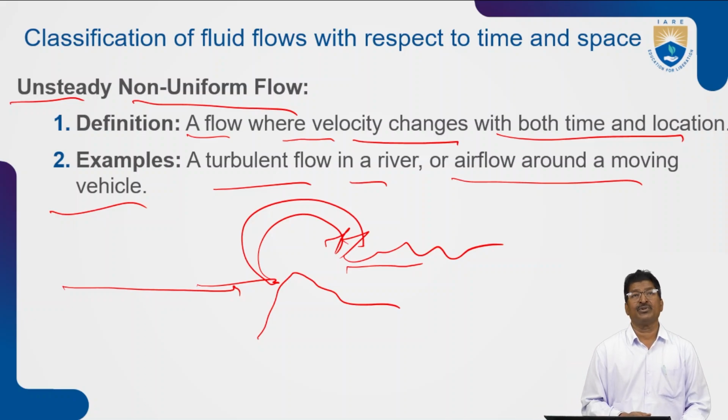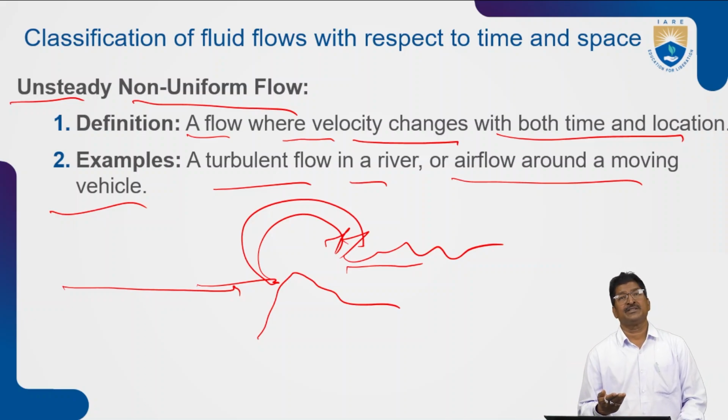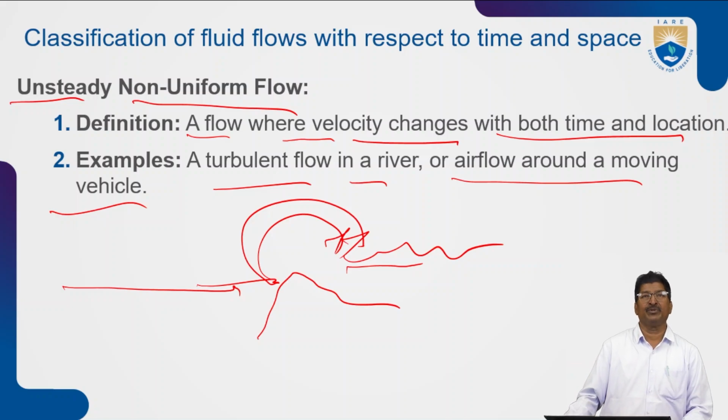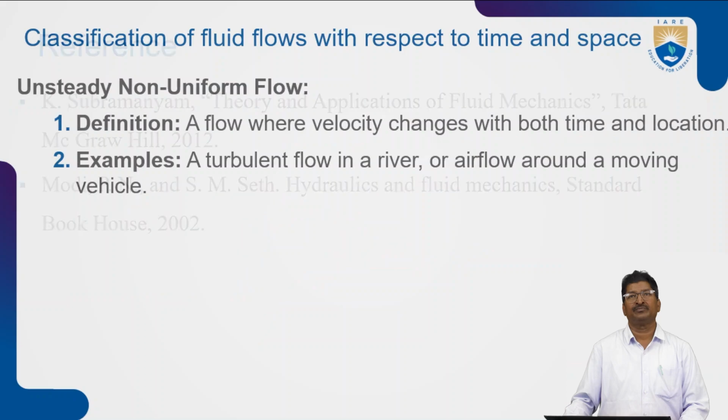So in turbulent flow, the flow is unsteady. That means at different times there are different velocities, and the velocity also changes at any location. At point A and at point B, the velocity is not the same. That's why it is called unsteady non-uniform flow.